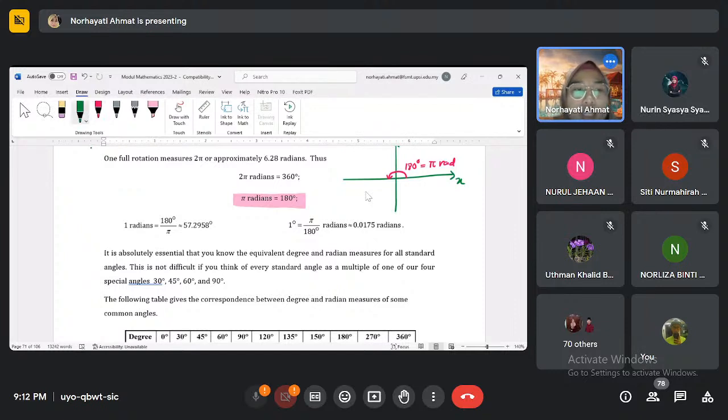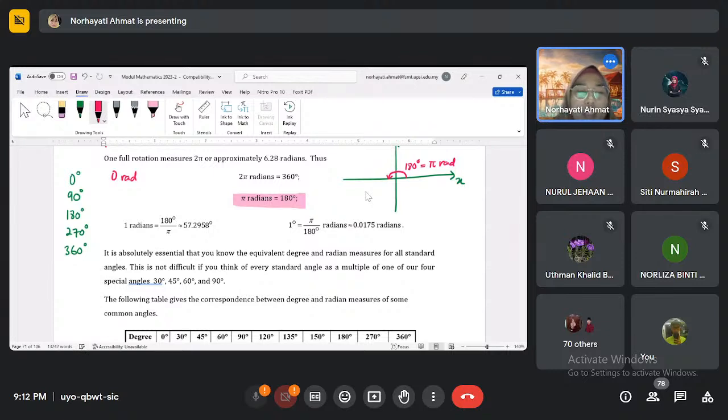Okay, standard angles are 0 degree, tadi kita sebut 0 degree, 90 degree, 180 degree, 270 degree, and 360 degree. So 0 degree is equal to how many rad? How to convert 0 to radian? Is equal to 0 rad.